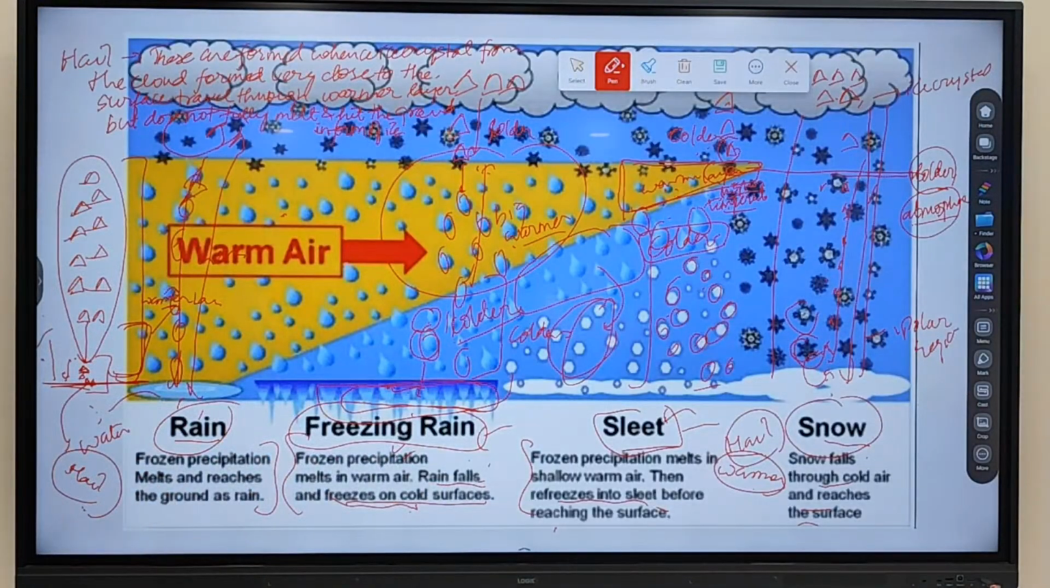Hail is what? These are formed when ice crystals from the cloud, formed very close to the surface, travel through a warm layer but do not fully melt and hit the ground in the form of ice. This is referred to as hail. Clear? Any doubt in this part? So: rain, freezing rain, sleet as well as snow.